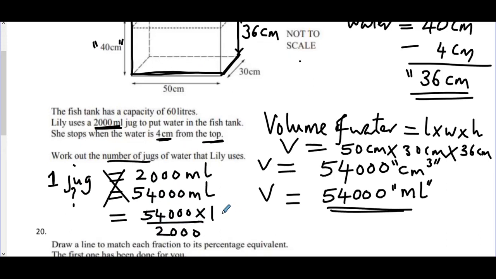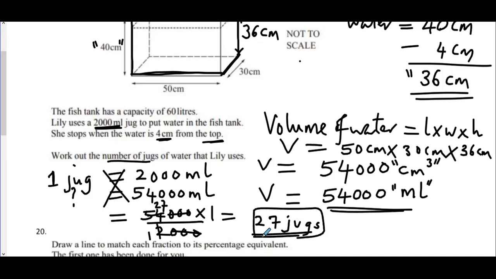So if you do this, you're going to end up getting the 2 zeros. These 3 zeros are going to cancel each other, and you're going to end up getting by 2, 1 by 2, 27. And the answer becomes 27 jugs. Okay, gonna get 27 jugs. So that is your final answer.